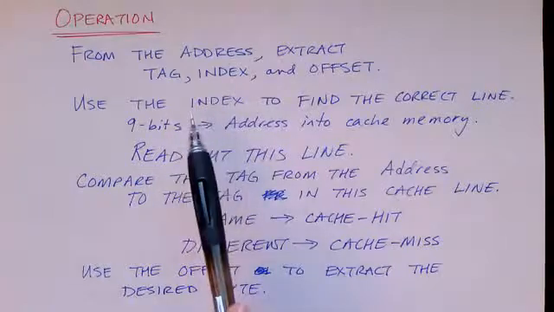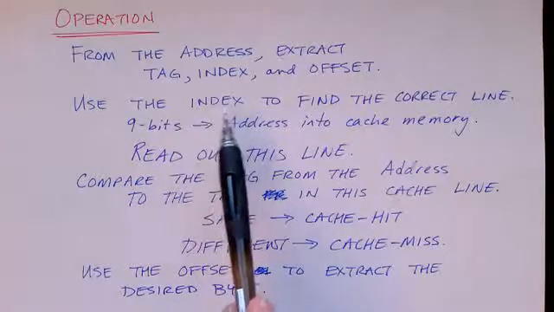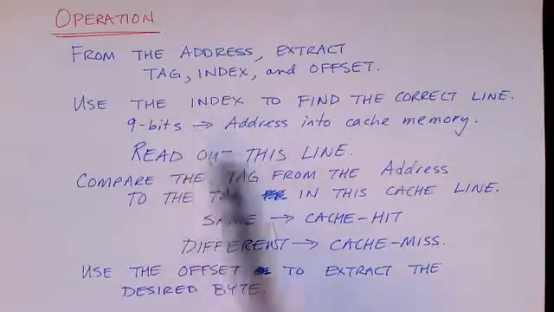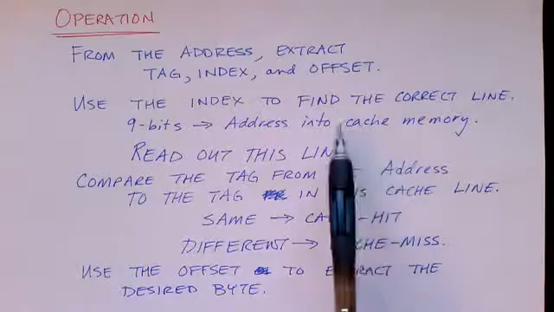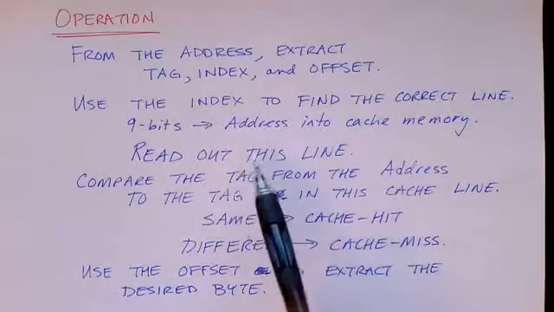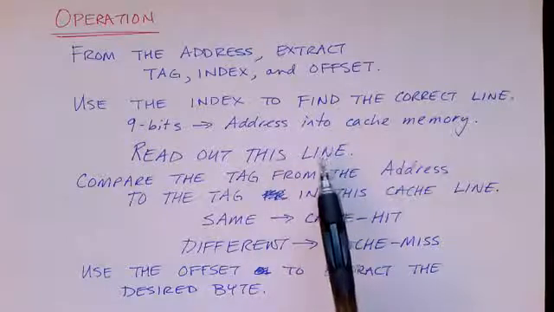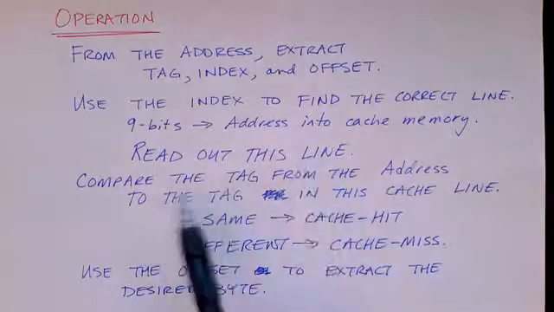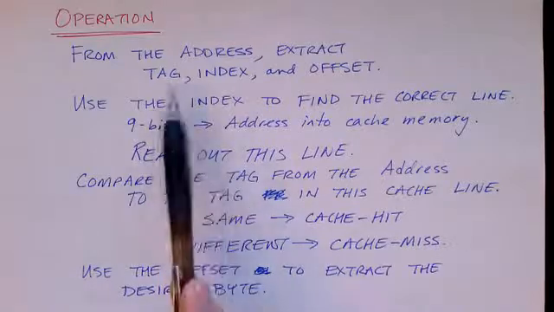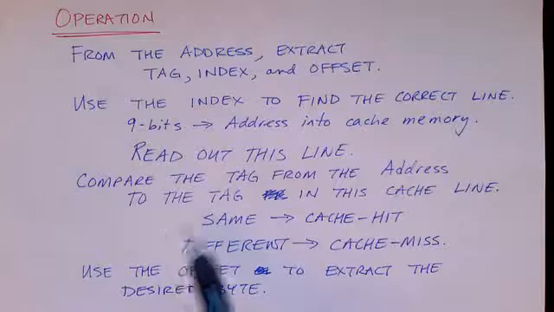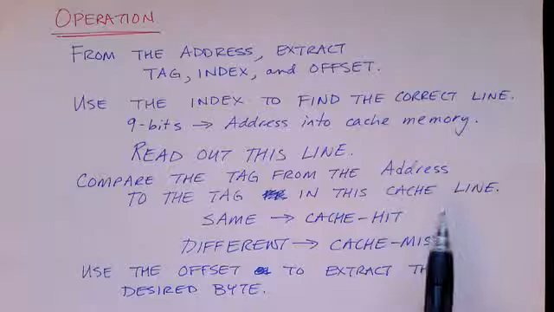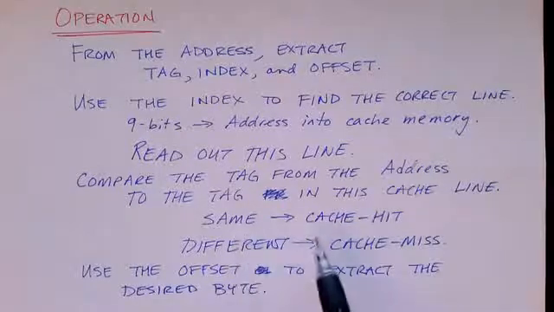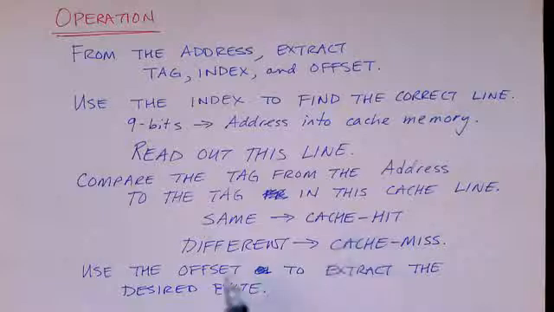And then the cache uses the index, in our example it's 9 bits, as an address into the cache memory, and it retrieves the entire line from the cache. Then the cache compares the tag bits, in our example 17 bits, to the tag that was stored in the line that got retrieved. If they are the same, then we know it is a cache hit. And if the tag is different, then we know it's a cache miss.